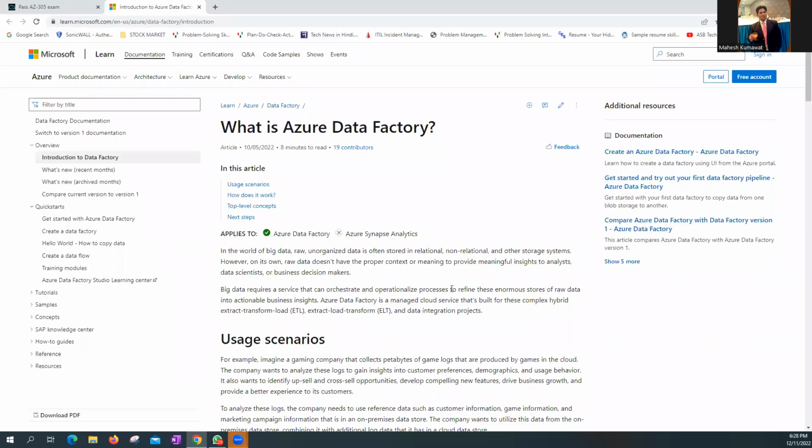This is the first topic: Azure Data Factory. We will do all the practical sessions once you understand all these concepts, and then we can continue with the lab sessions later on.